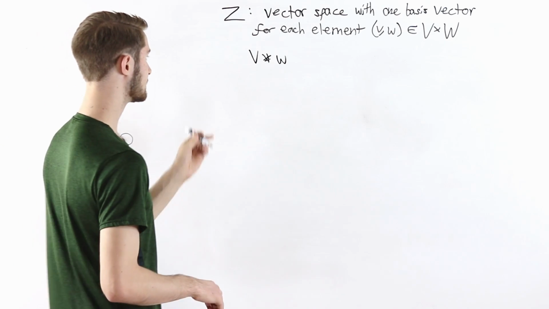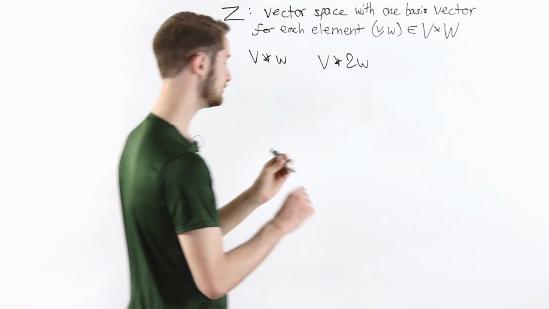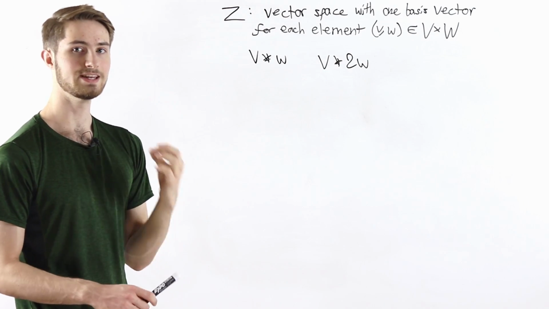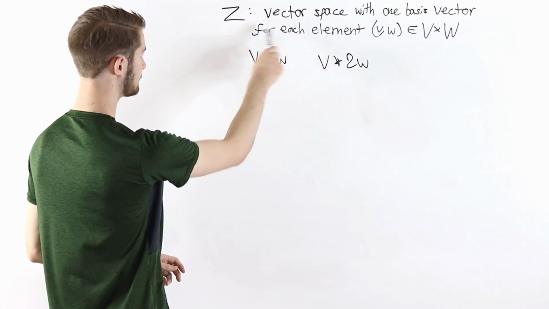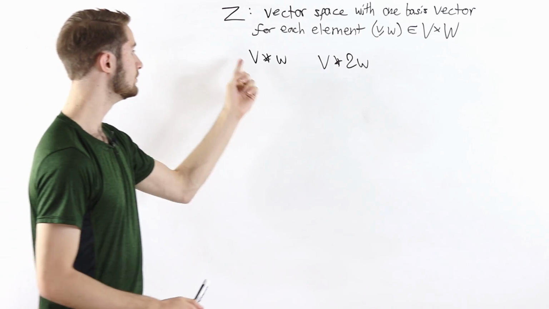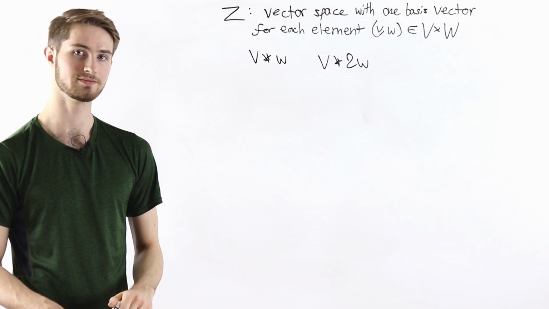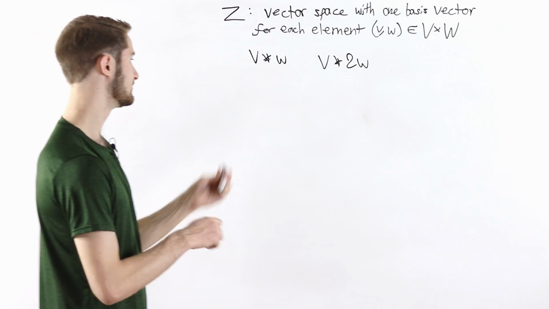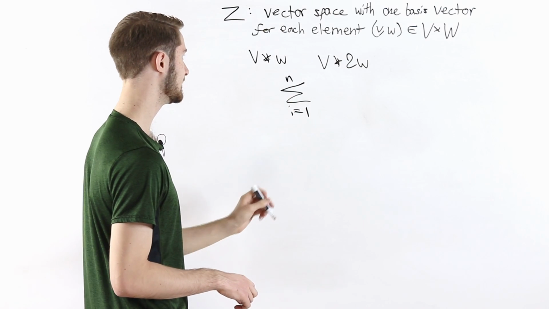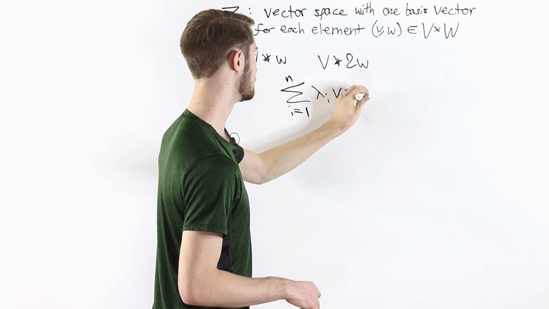So right now, each of these v star w's is a basis vector, which means they're all linearly independent. For example, there is no relation between v star w and v star 2w. You might think that these would be connected in some way, but they are linearly independent. So there's no way to add up some multiple of v star w and some multiple of v star 2w to get 0. There is no relation whatsoever between these two elements in the vector space Z. So right now, when we're looking at the vector space Z, an arbitrary element is going to be some finite sum, let's say sum from i equals 1 to n, of some scalar lambda i times v_i star w_i.